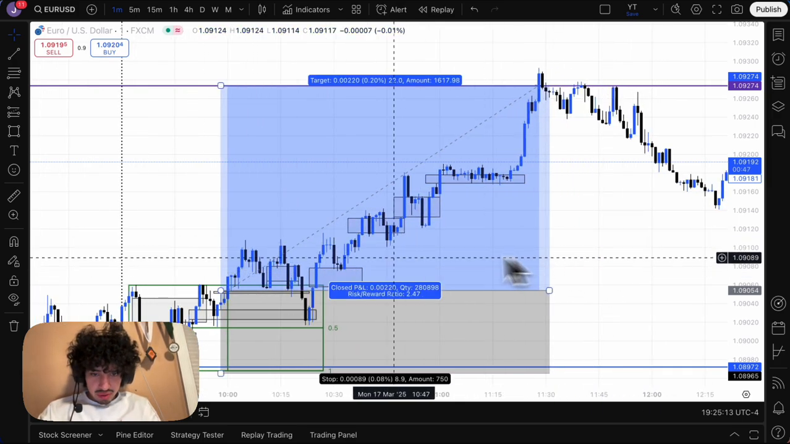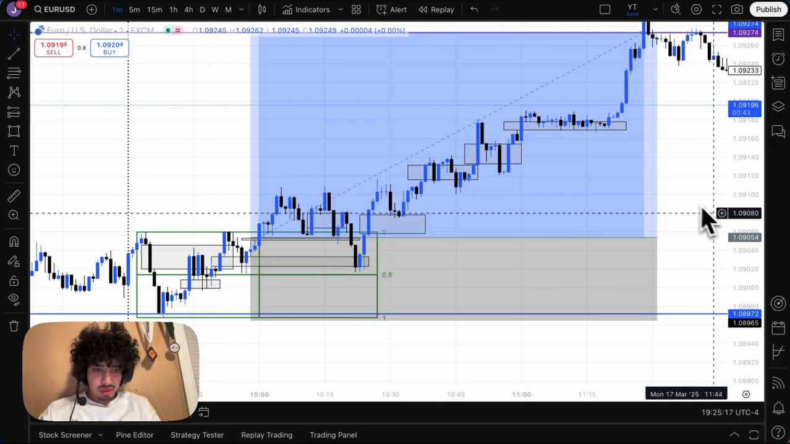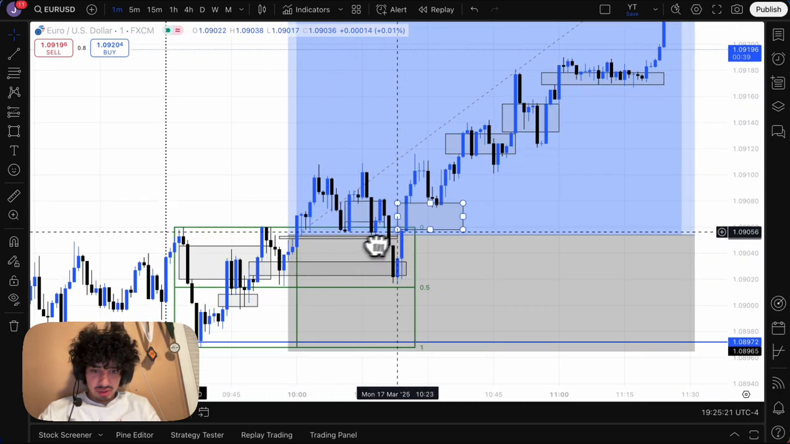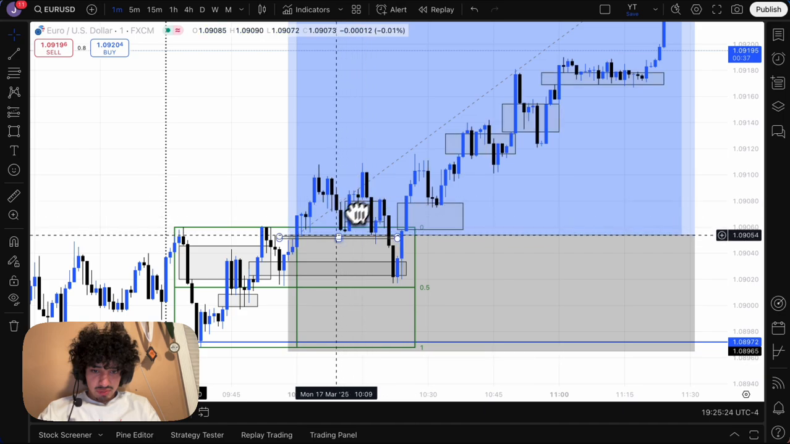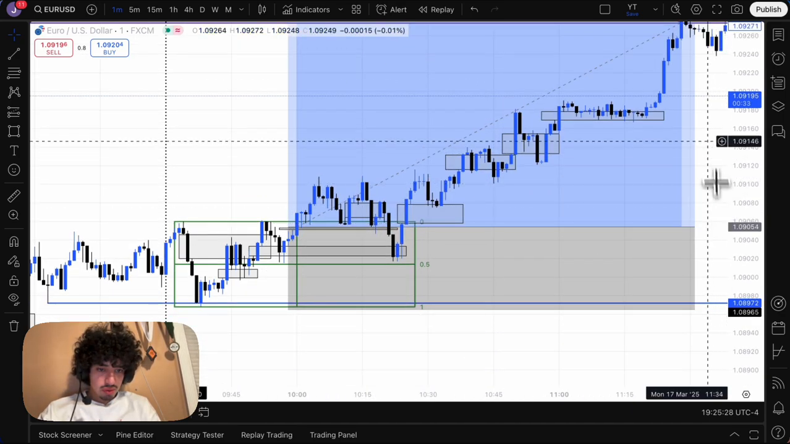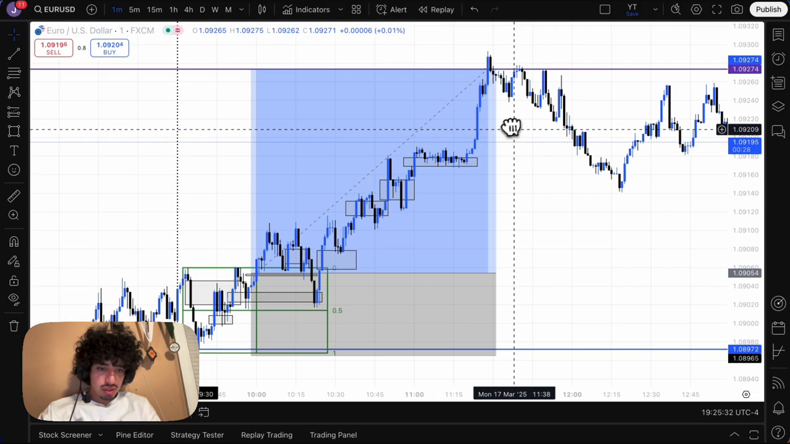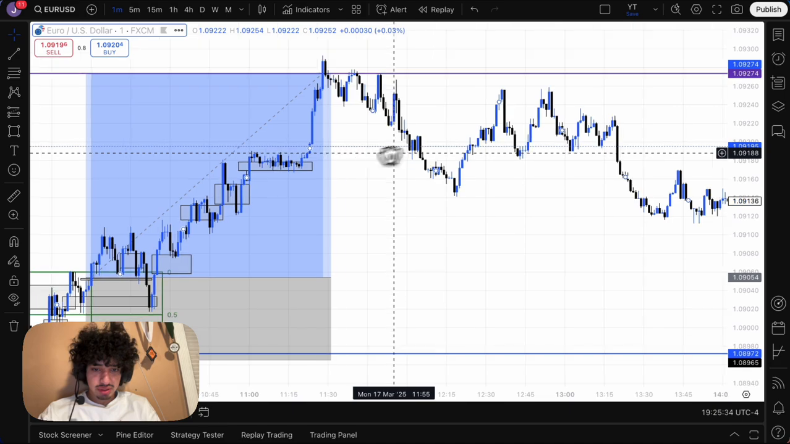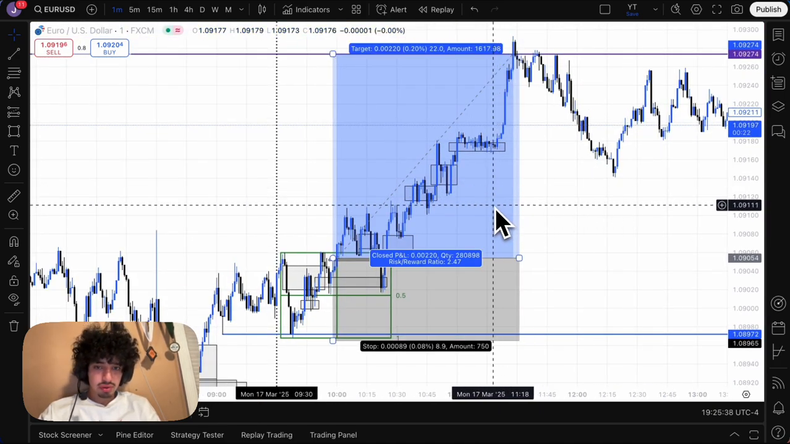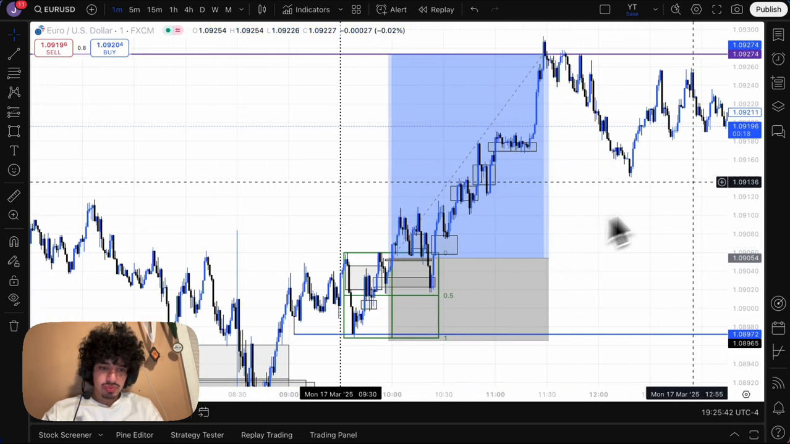And here's some other random stuff that I had highlighted, just some imbalances. See an imbalance here on our retracement, and then another imbalance, a little bit of consolidation. And then we had our TP, and it looks like that's that. So that's pretty much the trade recap for today. Not much else to it, to be honest.